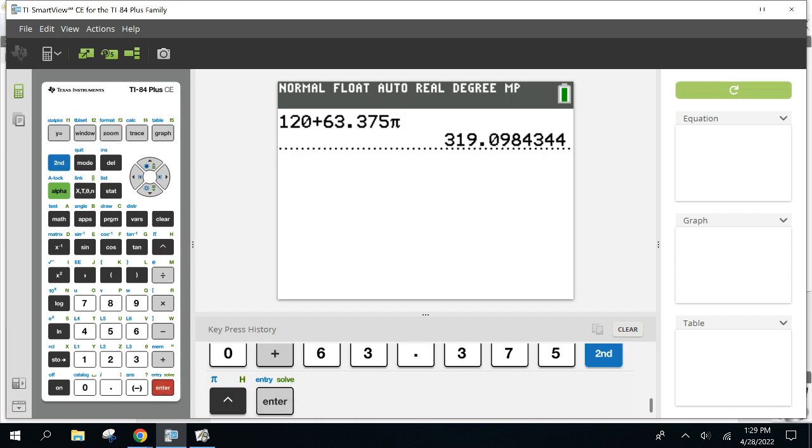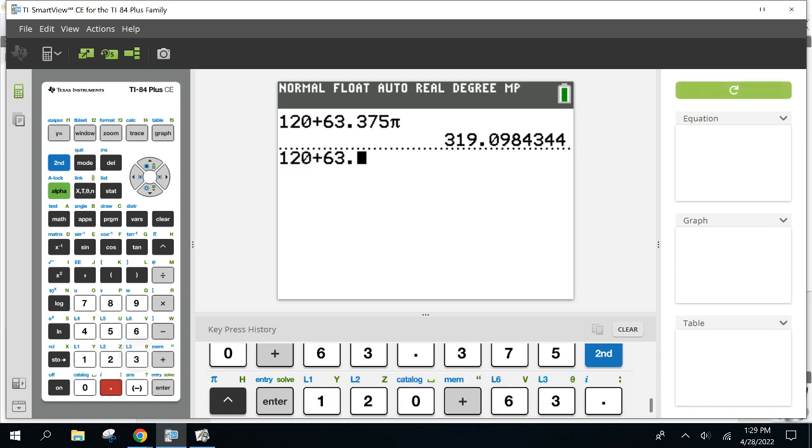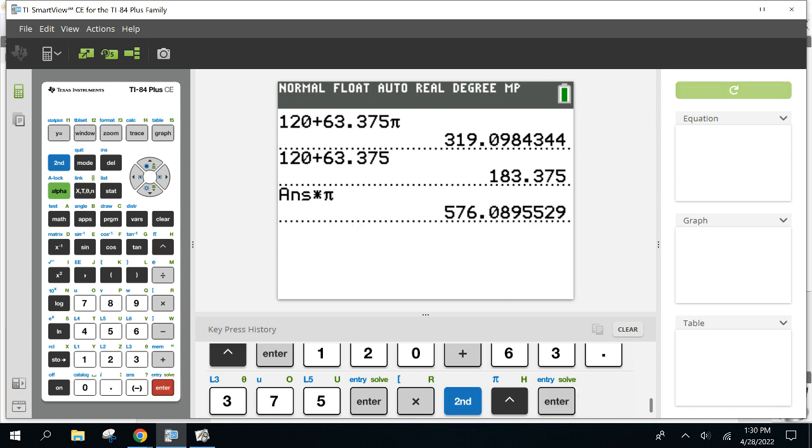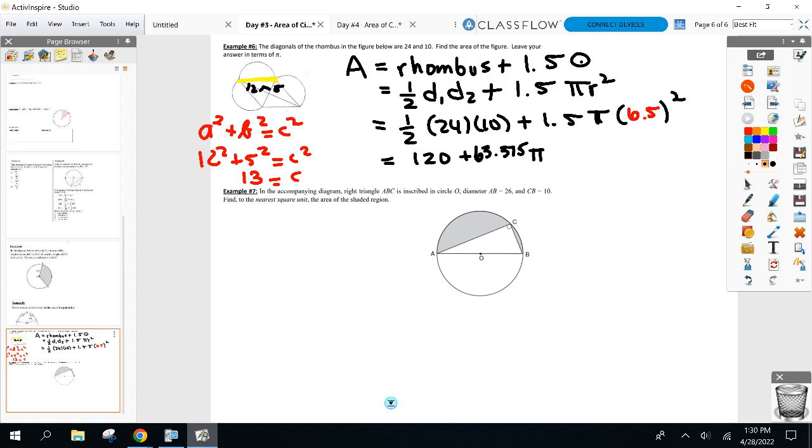If you want to combine them, what would it be? Let's see. 120 plus 63.375, right? It would be that with a pi. Everyone agrees if I could combine them with a pi? Well, let's see. Times it by pi. Can I combine them? They're not the same answer. So what I have right here is in terms of pi. You cannot combine them.